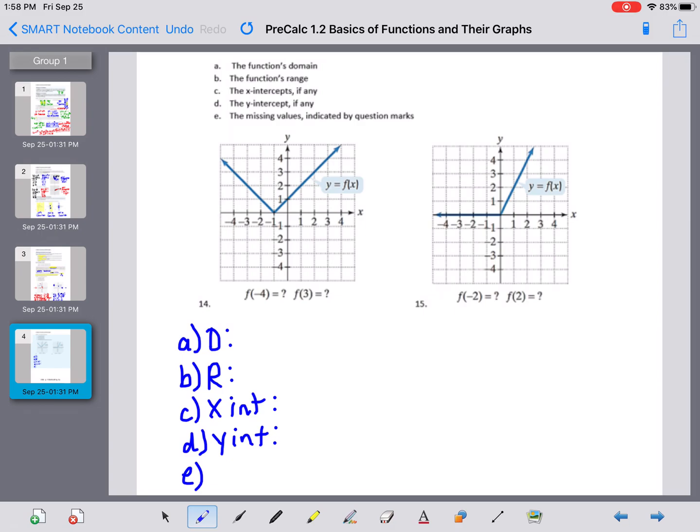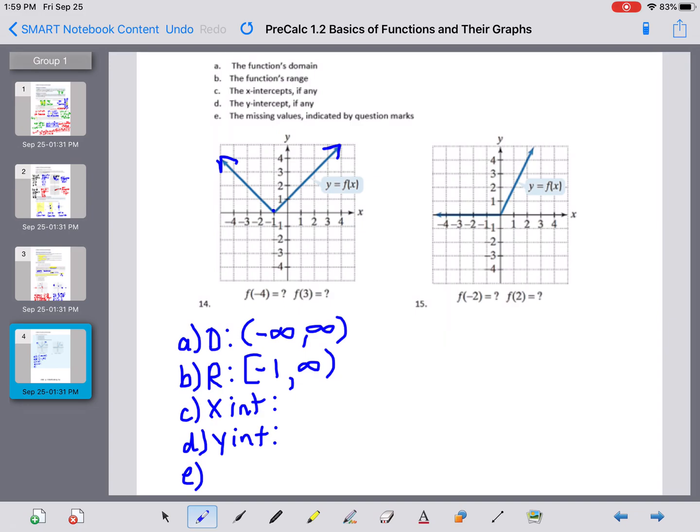So domain on this one, which x's will be used from left to right? Well, I see an arrow to the left, I see an arrow to the right, so it looks like we're going to go from -infinity to infinity. Range is the y values, the up and down. The farthest down I see is -1, and it looks like it includes it, so a bracket. And as far as going up, I have arrows that are going to go forever, so that's going to go to +infinity, so I close it with a parenthesis.